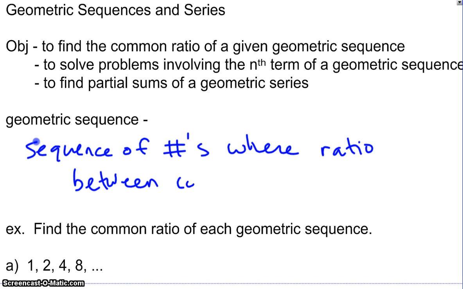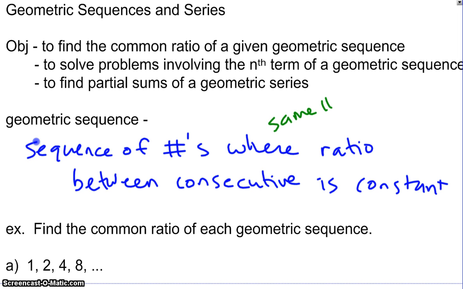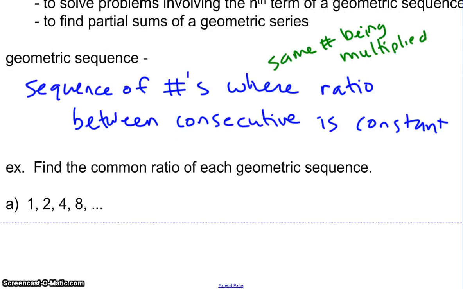So what this means is, instead of having the same thing added to get to the next term, we are going to have the same number being multiplied to get to the very next term in the sequence. So we're looking for sequences that go from one term to the next by multiplying by the same number throughout.